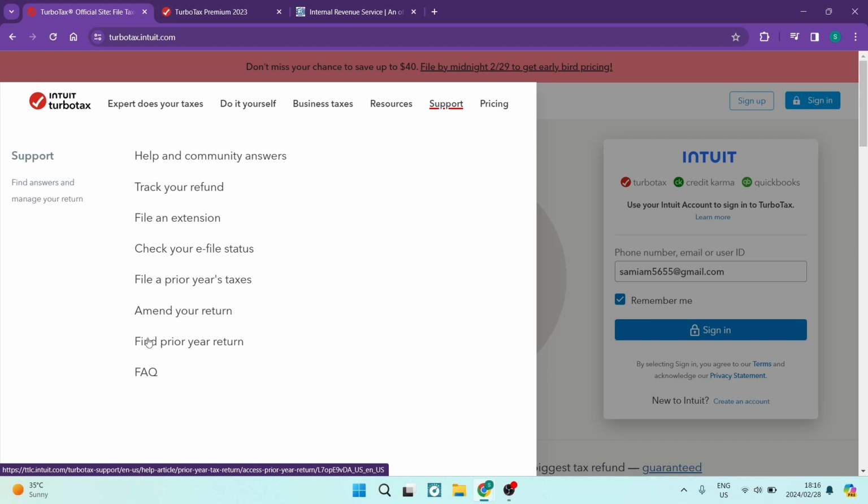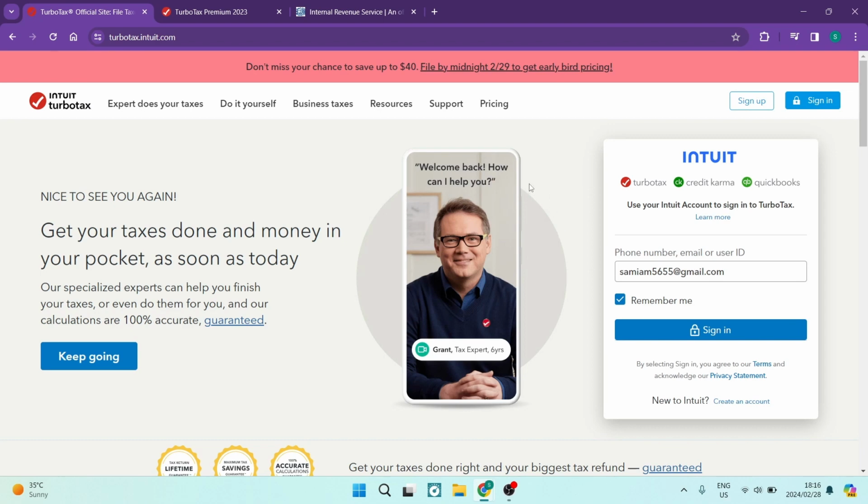Also, it's based on who the owner or the borrower is and who makes those payments. So this is what it depends on. What you can do is you can go ahead, you will need a 1098 form.